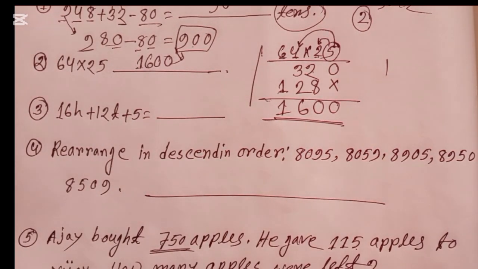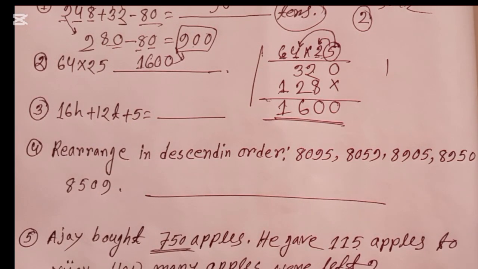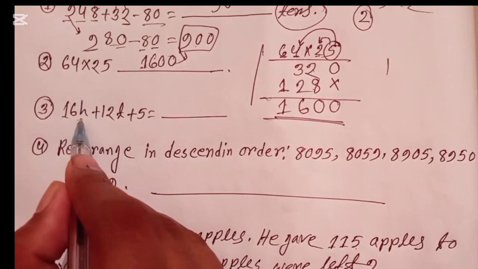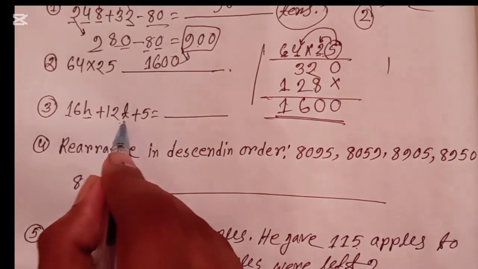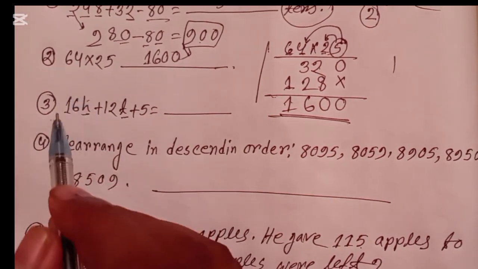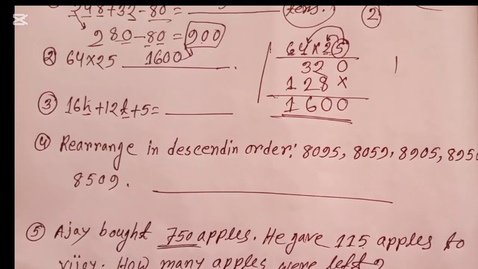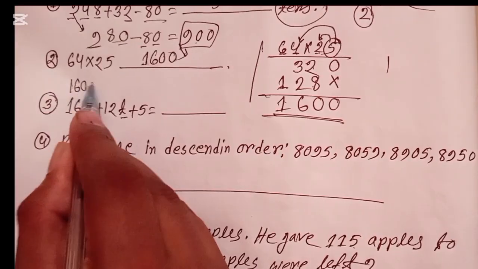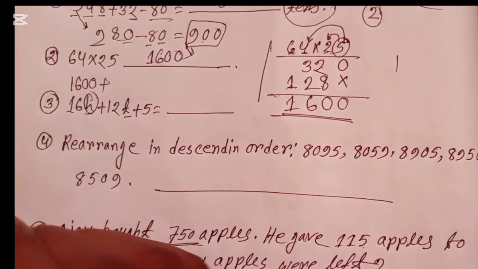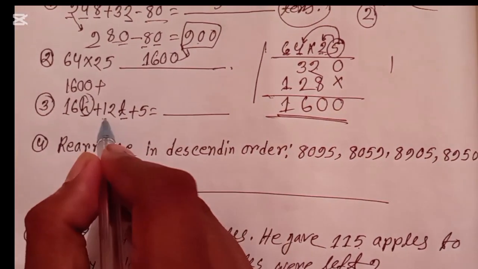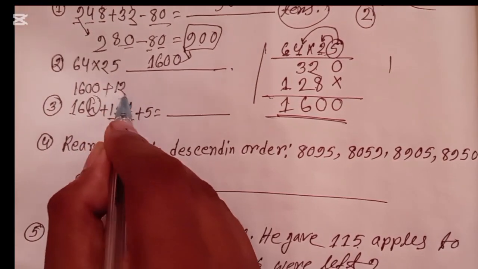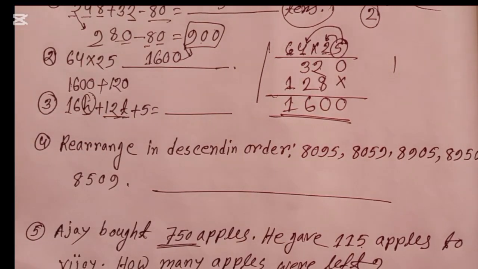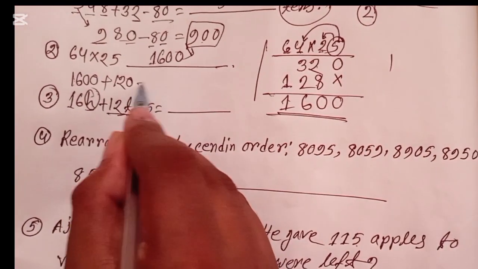Okay, let's move to the next question. The next question is 16 a's plus 12 t's plus 5. First of all, we have to know what is meant by a's and t's. A's means 100, so 16 a's is 1600. 1600 plus 12 t's. T means 10, so 12 tens means 12 then 0, so 120, plus here is the 5.